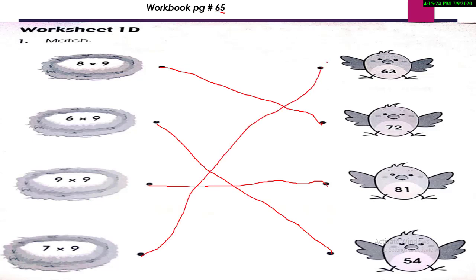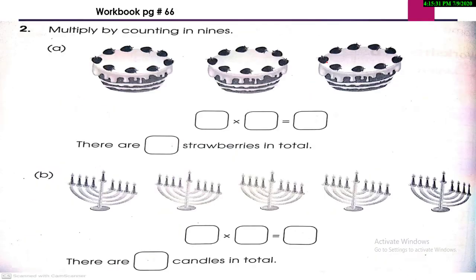See how easy this page is. Yes, let's move on to our next page. Okay, now my students, take out your workbook page number 66. As you can see in the question, multiply by counting in 9s. It means you are just going to read the 9 times table in this. And if you look at these strawberries and count, there are 9 strawberries.